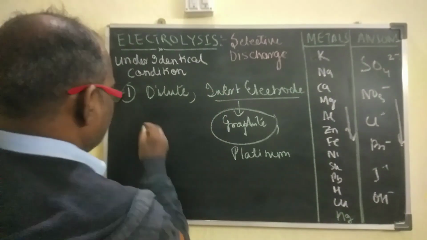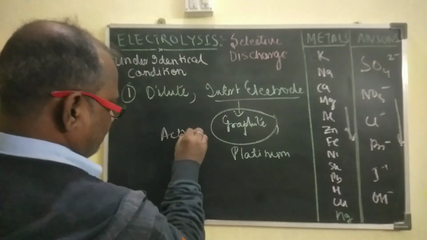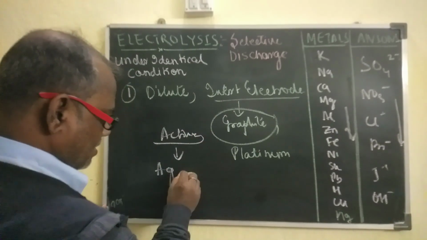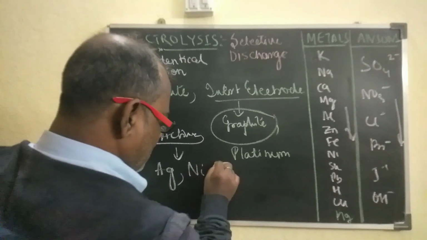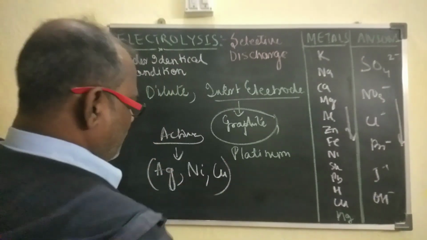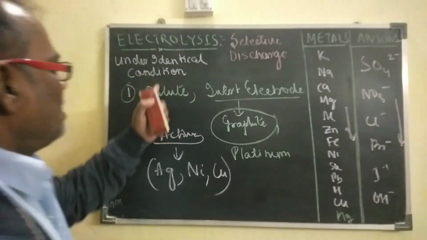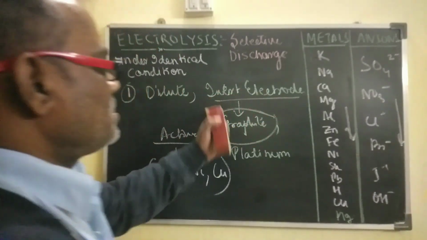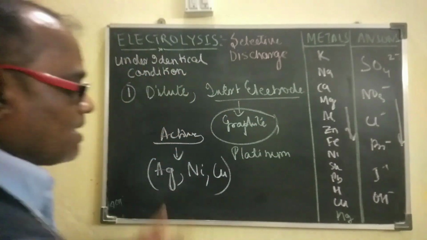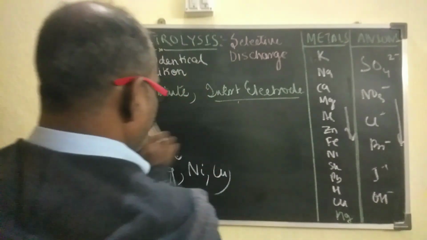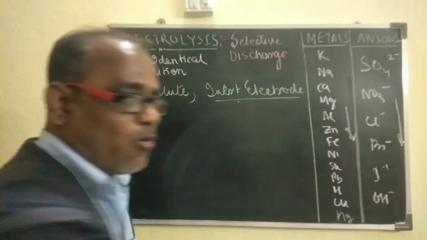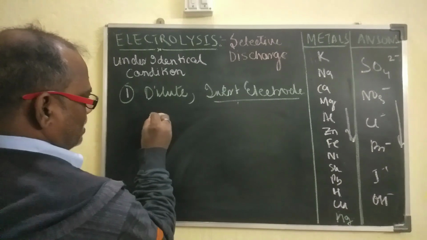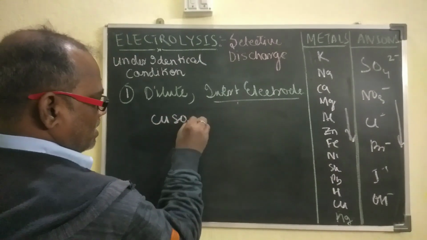Whereas active electrodes are Ag, nickel, copper, etc. So first we will try to understand when the electrolyte has been taken as dilute, and the electrode used is an inert electrode. In that condition, we will see the discharge over different electrodes. Let us take a copper sulfate solution. So this is copper sulfate.